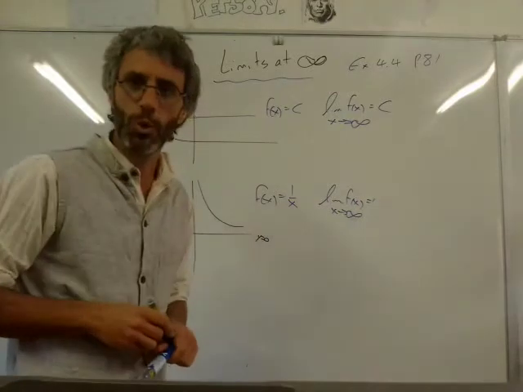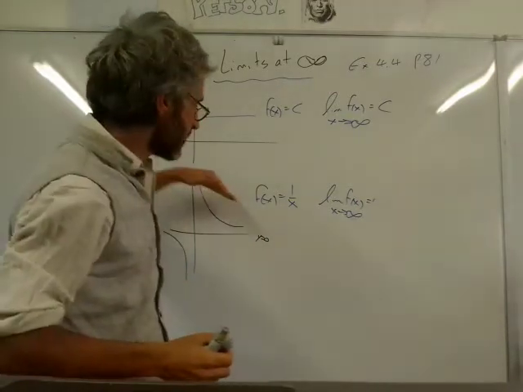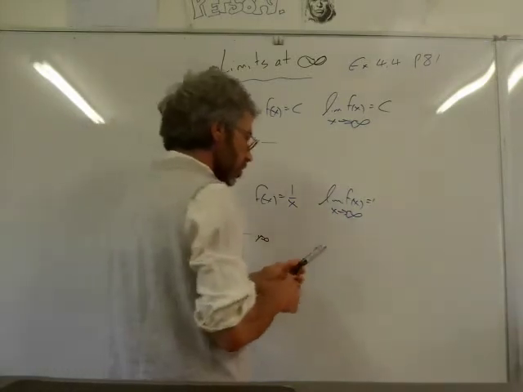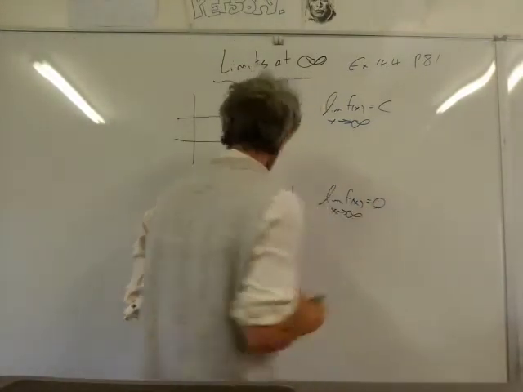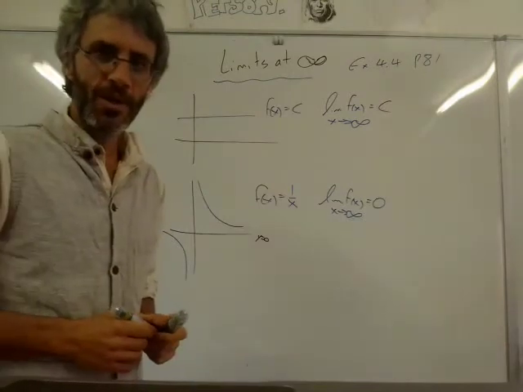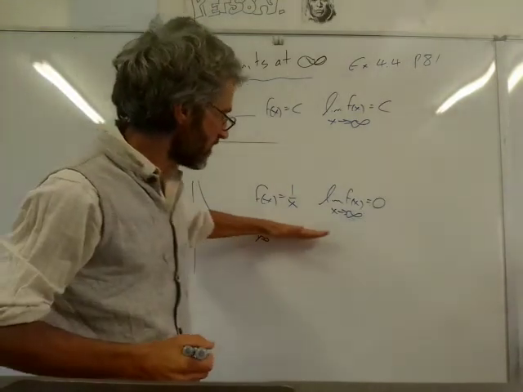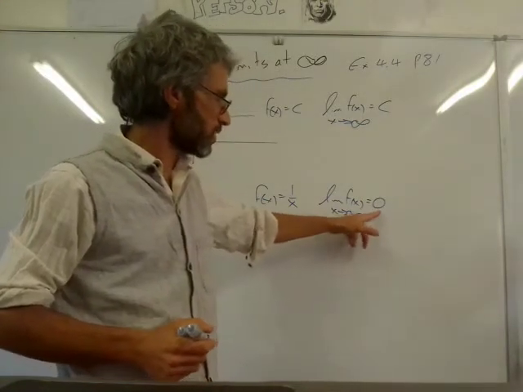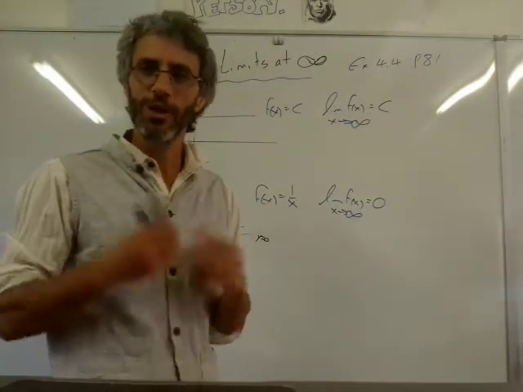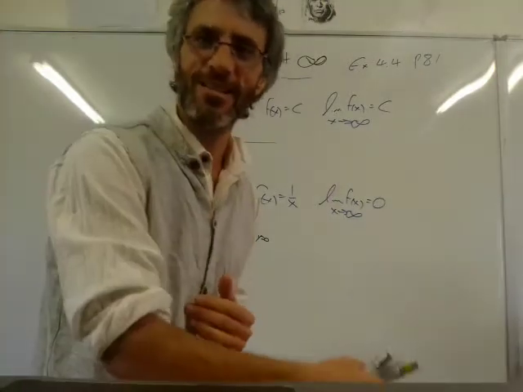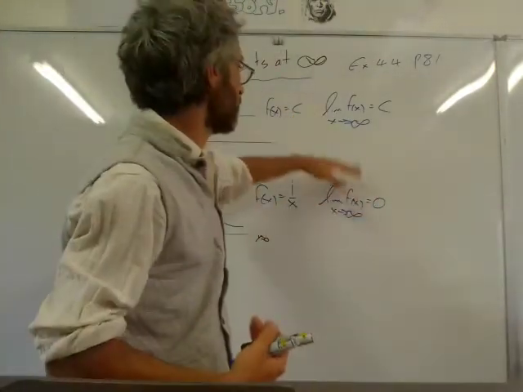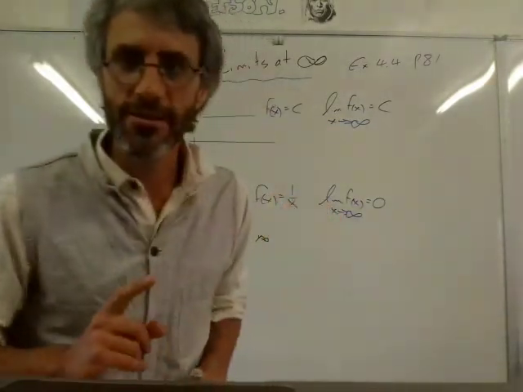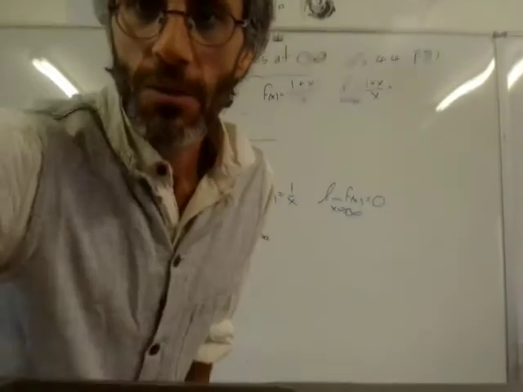What does it mean? That as x approaches infinity, the y becomes closer and closer to 0. So the limit is 0. So sometimes the limit at infinity can be a finite number. Sometimes it can be 0 as well. I'm just going to make some space. I'll just pause here for a second.